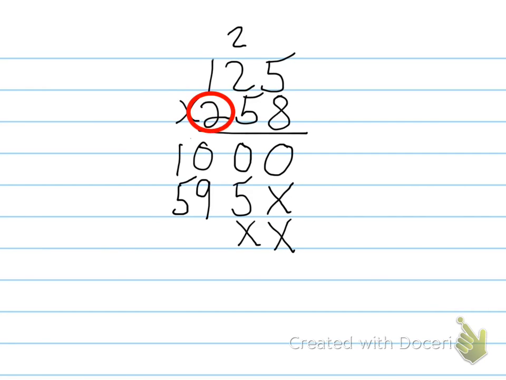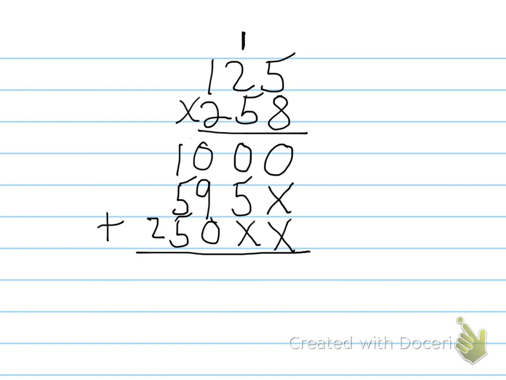And let's multiply by the 2 now. 2 times 5 is 10. So put a 0 down here, carry the 1. 2 times 2 is 4, plus 1 is 5. And 2 times 1 is just 2.